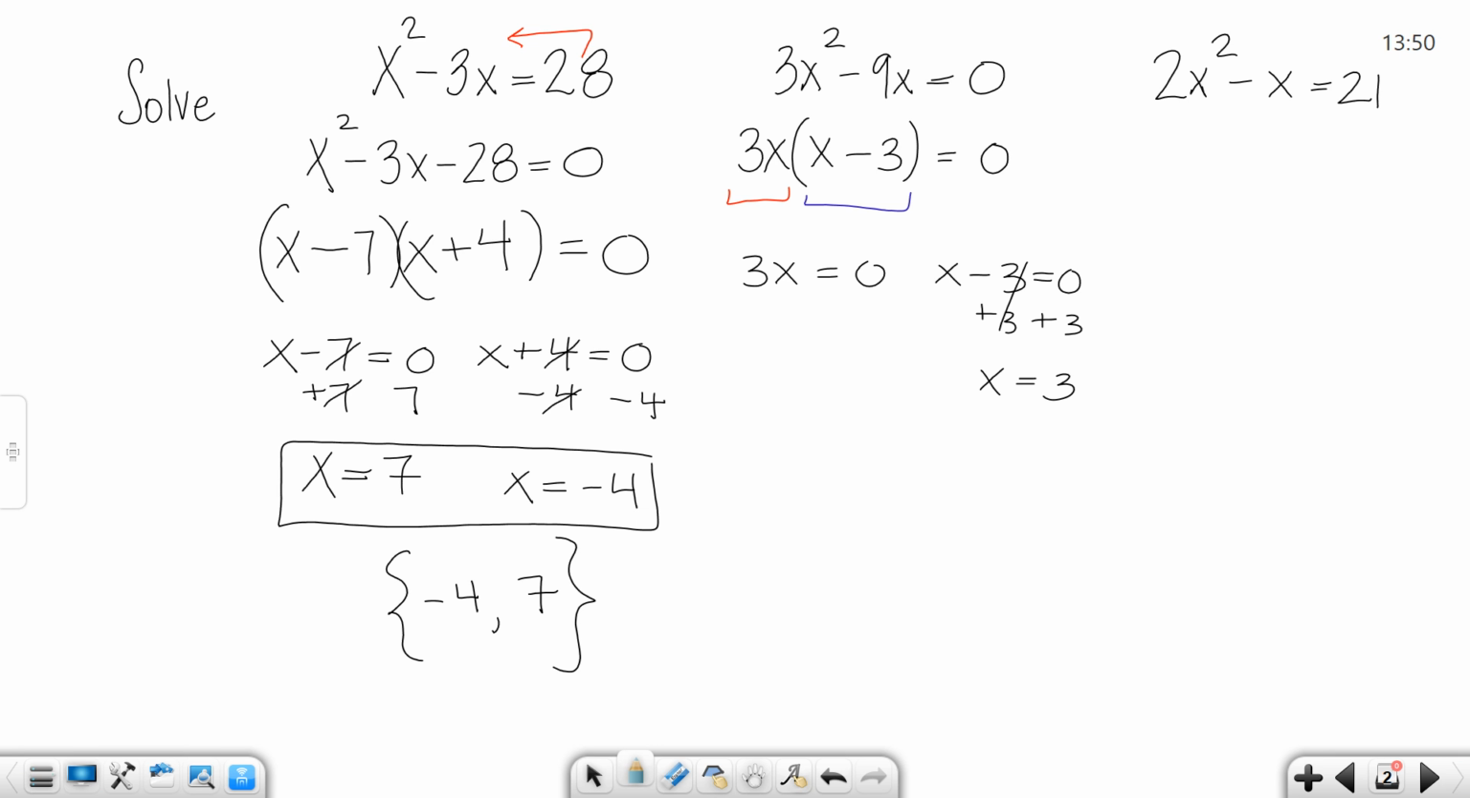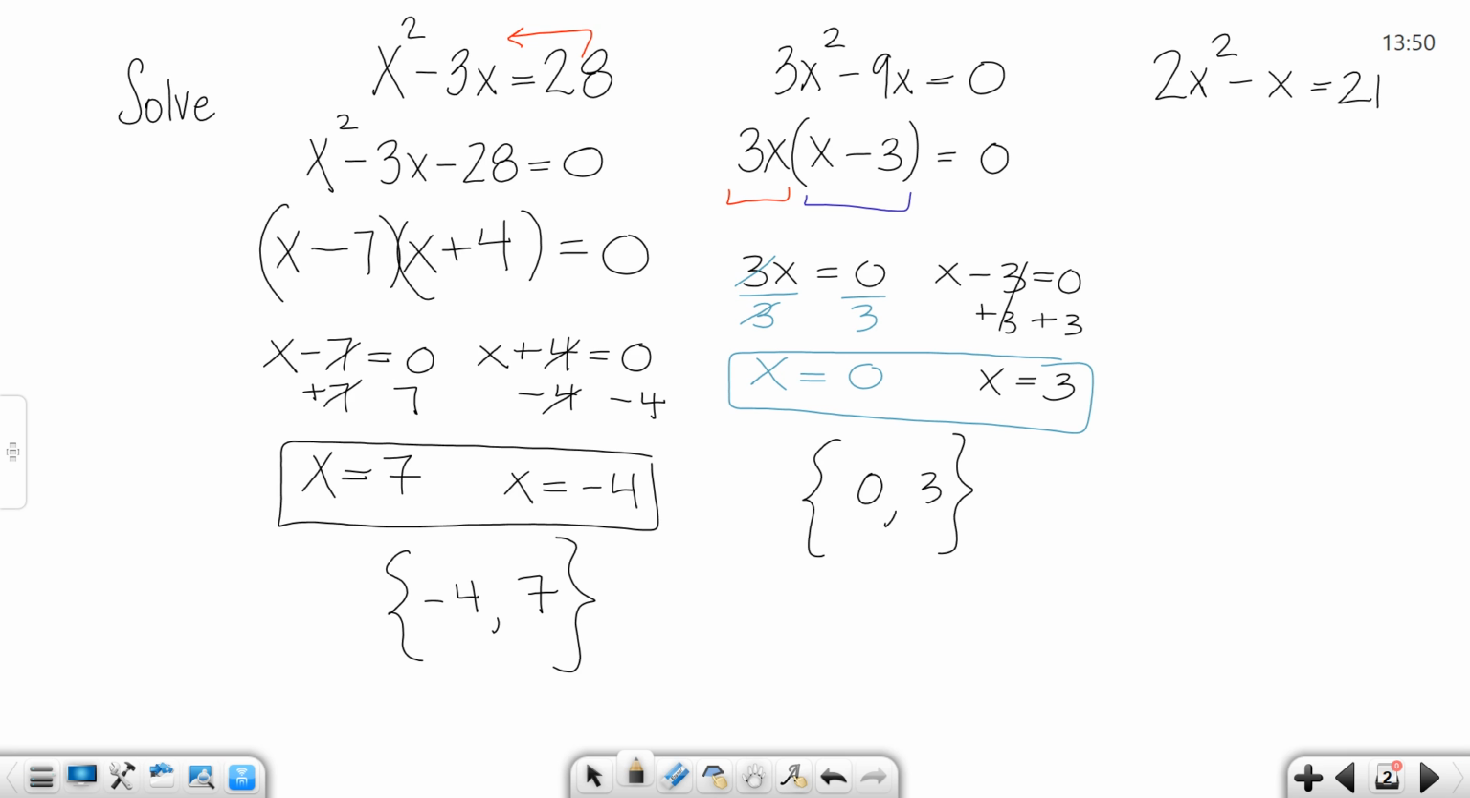But the other one's a little more complicated just because of that 0. So if you are multiplying 3 times x, of course to undo it you would divide both sides by 3, and the 3's would cancel out, and x would equal 0. 0 divided by 3 is 0. So this is a good answer, and that's what you would get. Okay, so if you are writing it in set notation, it would be 0, 3.